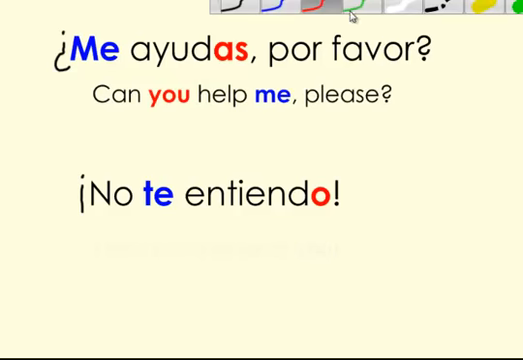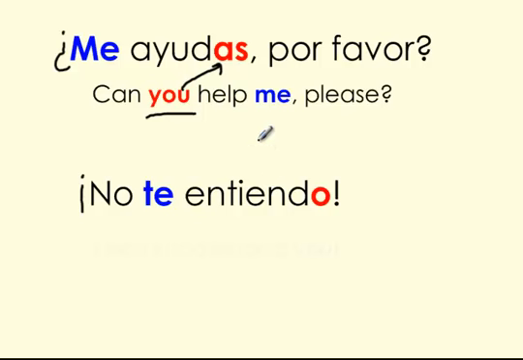What I want to help you guys locate is the subject of the sentence, or the person doing the action, is you, because you are helping, and that is the verb ending as. Then we also have the object, me, because I would be receiving the action, and that is indicated by the direct object pronoun.